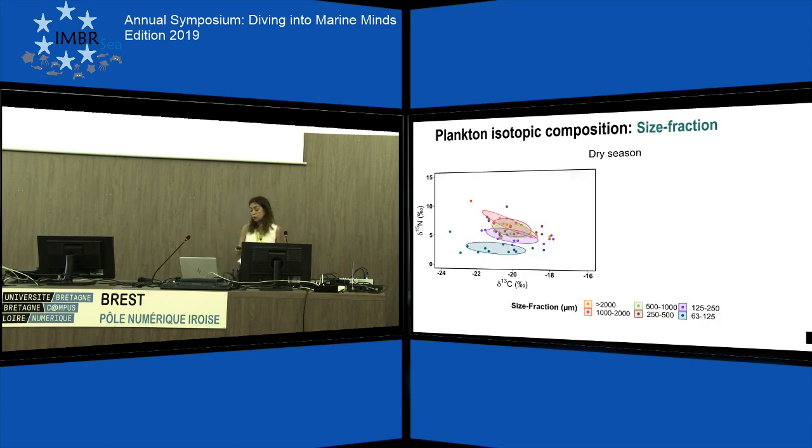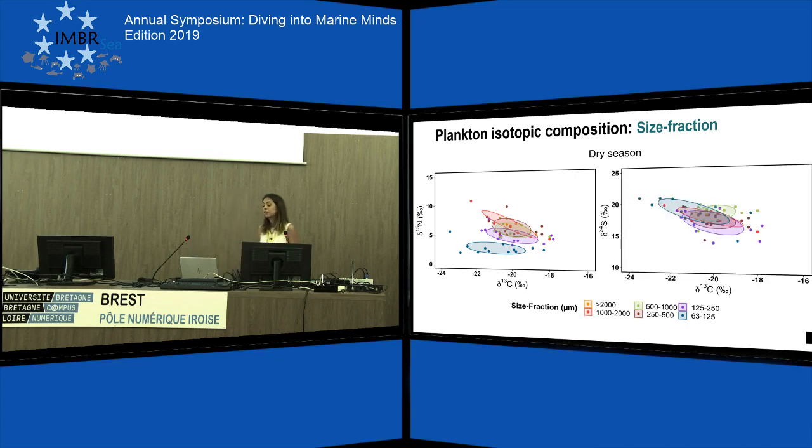For plankton isotopic composition, here in this carbon-nitrogen biplot, I'm representing with the dots the individual isotope values of the different size fractions, where I fitted standard ellipses to observe patterns, and these ellipses are 40% of the confidence interval of these values. So as you can see, the smallest size fraction, between 63 and 125 micrometers, was the only one significantly different from the rest of the size fractions.